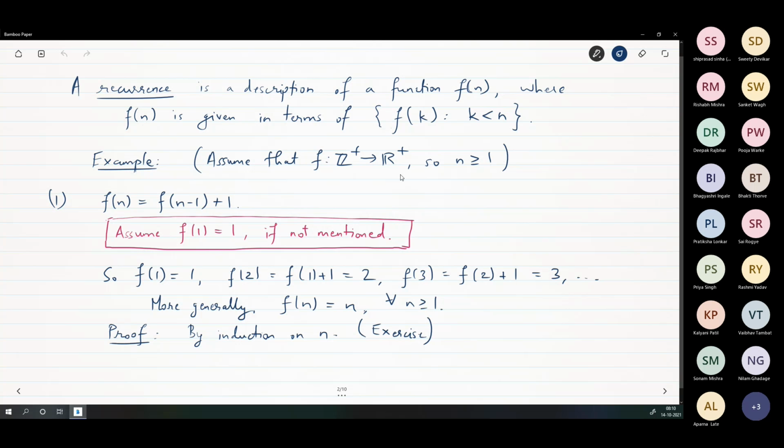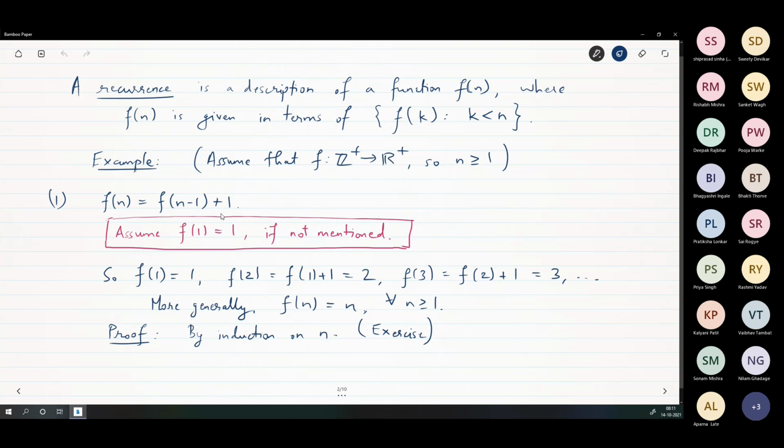So let's start with a basic example. The description is: f of n is equal to f of n minus 1 plus 1. Suppose only this much is given to you, and then it is asked, what is f of n? What's the formula for f of n? And you have to find it out. That is what is meant by solving recurrences. So f of n is equal to f of n minus 1 plus 1. But if you go down, down, down, you will ask for f of n minus 1, then f of n minus 2, then f of n minus 3. You will go down until finally you ask for f of 2. In finding f of 2, you will ask for f of 1.